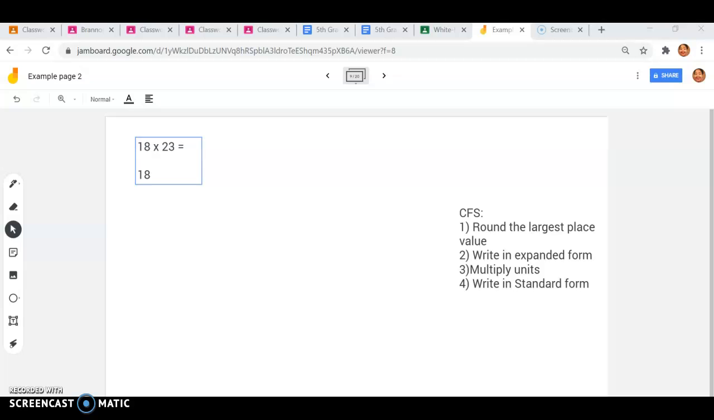The first thing that we're going to do for these problems is round the largest place value. We're going to write in expanded form. We're going to multiply units, and then we're going to write our answer in standard form.